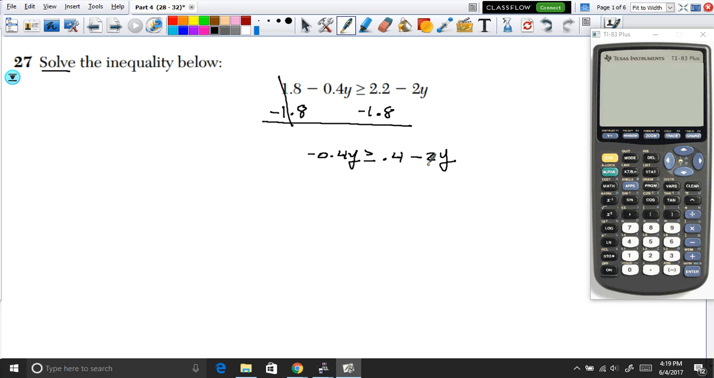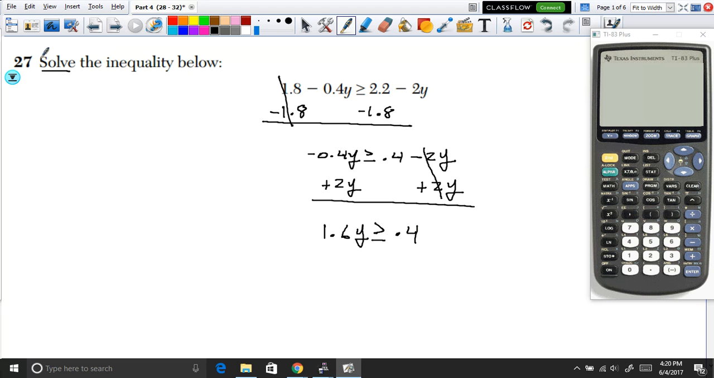All right, so this is our new expression. And like I said, we've got to put all the y's on one side. So one thing that I see here is that we can add two y's to both sides. This way, the two y's will cancel out on the right side. And now, if we combine negative 0.4y plus 2y, that gives us 1.6y. We can bring down the inequality, and we can bring down the 0.4. Okay, so notice what we have now. Now, we have all the y's on one side and all the numbers on the other.